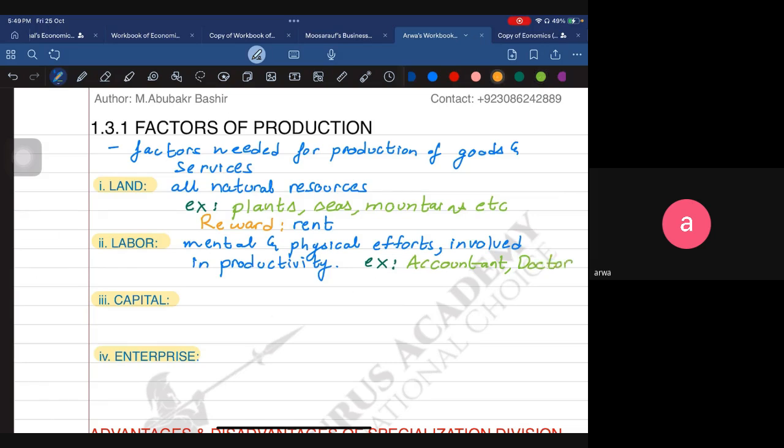Then comes the reward for providing labor, as you already told, the salary, the wages, and then other fringe benefits can also be the rewards that the worker receives, right? Okay.